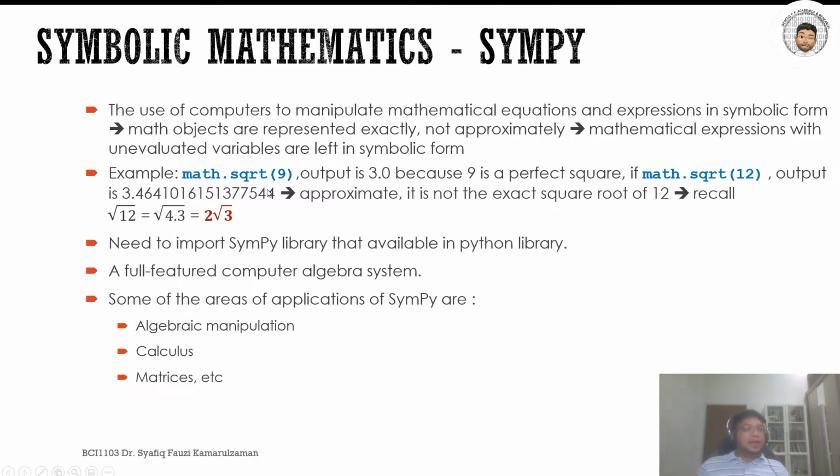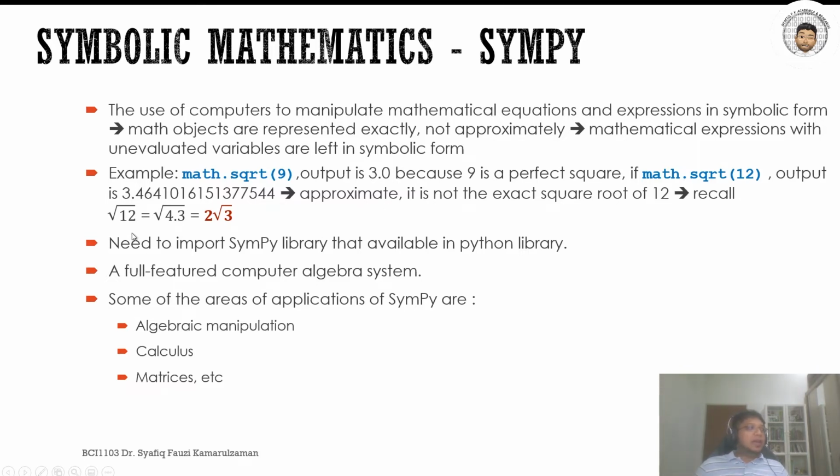So here you are going to find the square root of 9. Output is 3.0 because 9 is a perfect square. But what if we take math square root of 12? We have a 12 square root. Output is 3.46410161513775544, which is an approximation. So it's not the exact square root of 12.